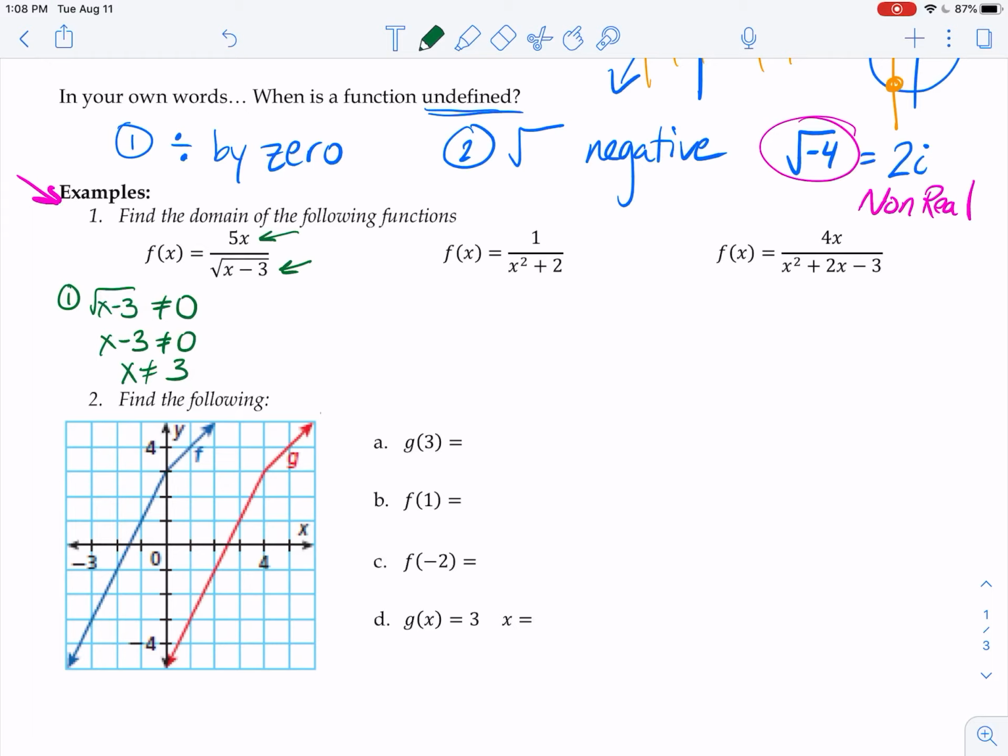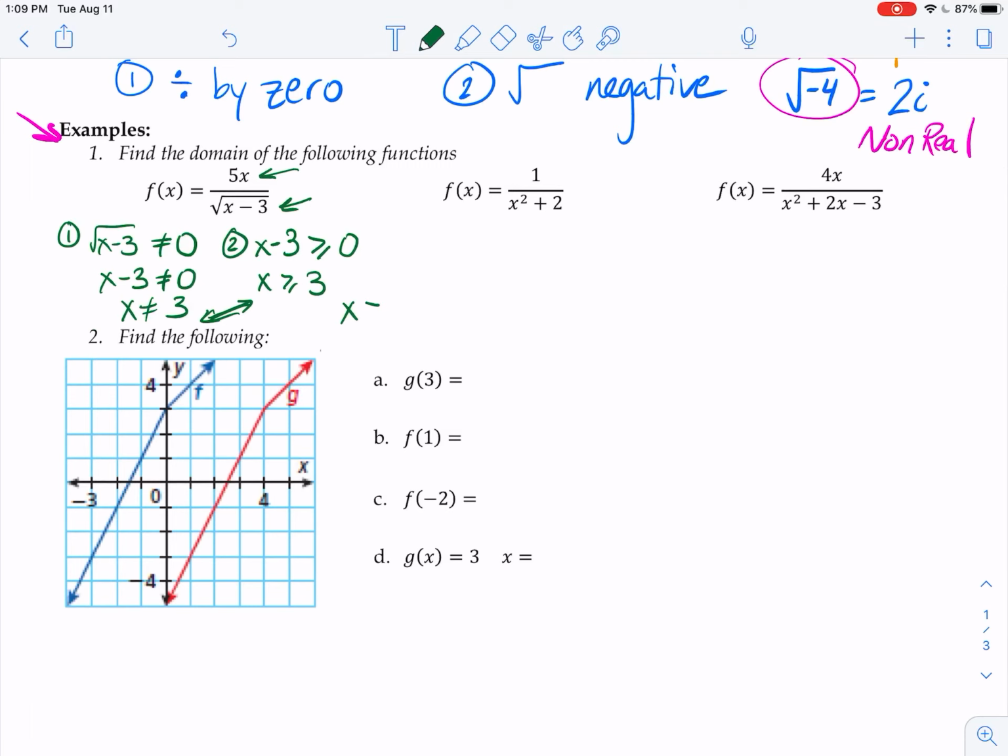That fits the first rule. The second rule is that I can't take the square root of a negative. So this x minus 3 has to be positive. Well, it could be 0, so it has to be greater than or equal to 0. I add 3 to both sides, so x is greater than or equal to 3. But when I put these two together, what I'm really going to end up with is that x has to be greater than 3. So this is one way to write the answer.